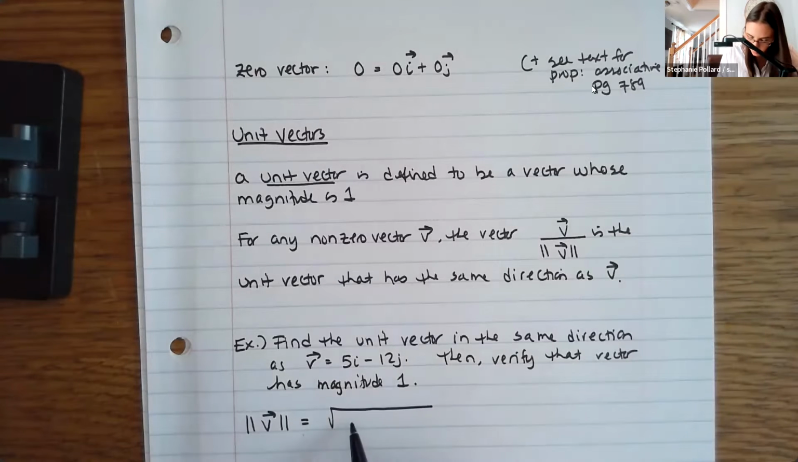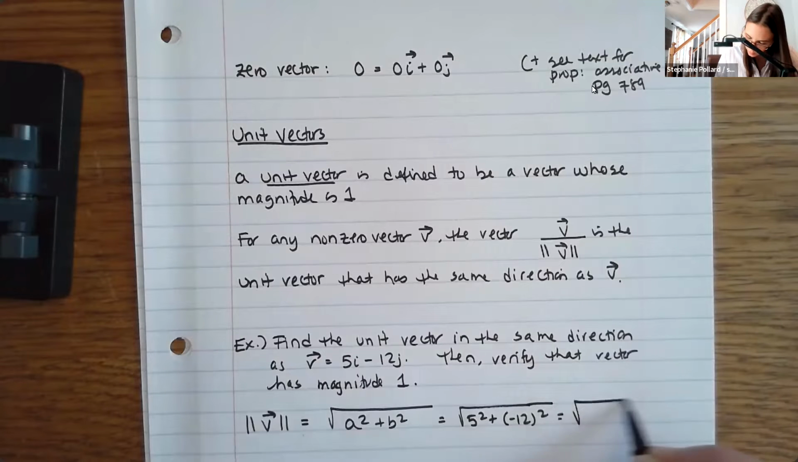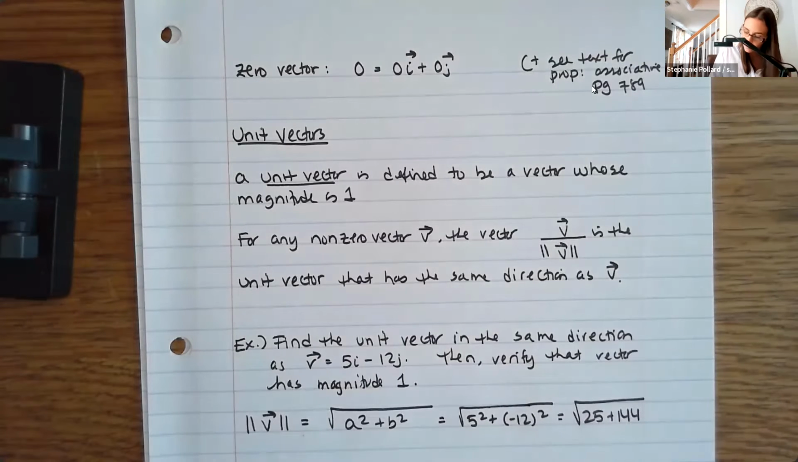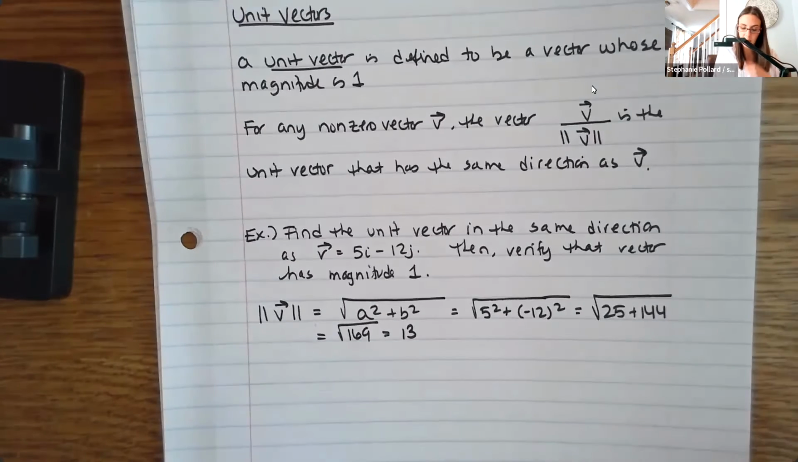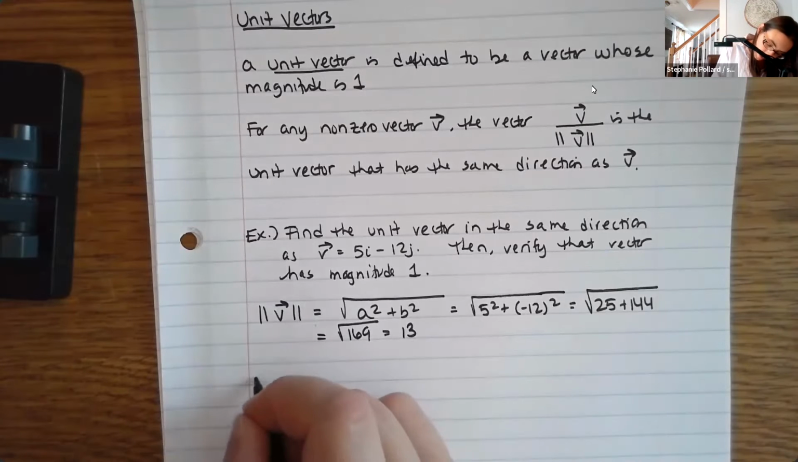Remember, I use the formula the square root of a squared plus b squared. So my a here is 5 with the i, and then my b is negative 12 with the j. So I have 25 plus 144, which is the square root of 169, which nicely comes out to be 13. So it's going to make our work a little bit easier here. Still not the nicest number, but much better than having to do roots and things. So we have 13.